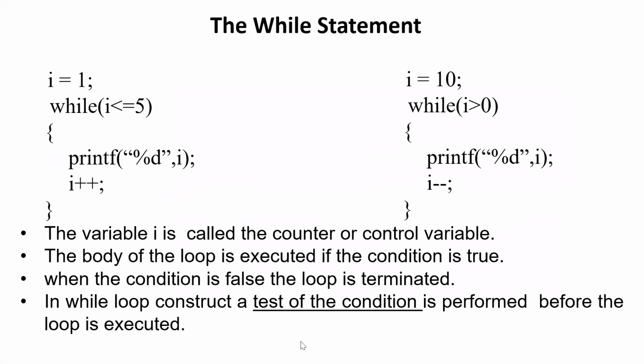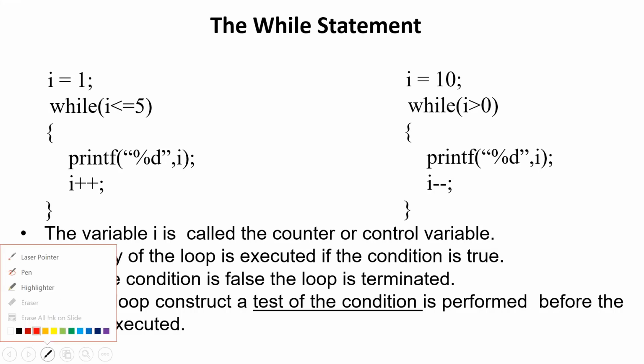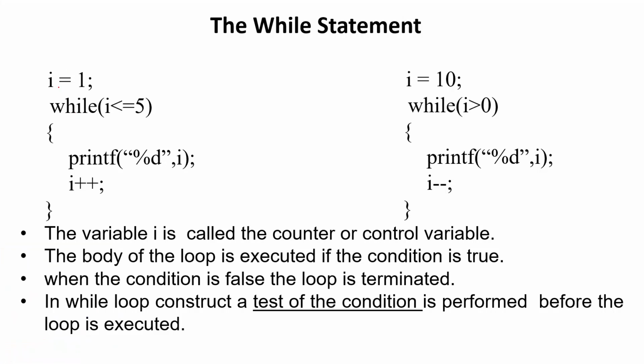We saw this small program with the I variable, which is the control variable that will be controlling the execution of the program. In this program, the control variable I is initialized to 1, right? And then we are checking the control variable with a condition: I less than or equal to 5.